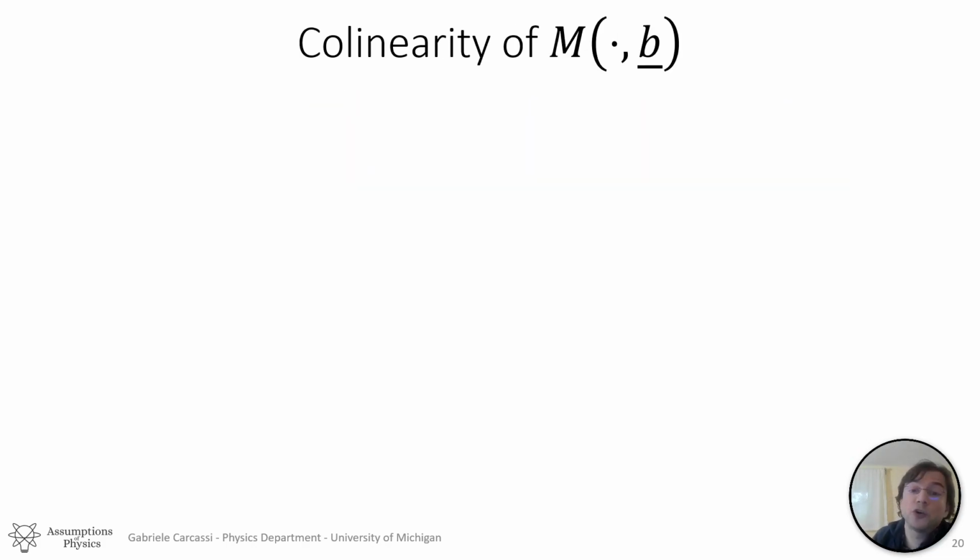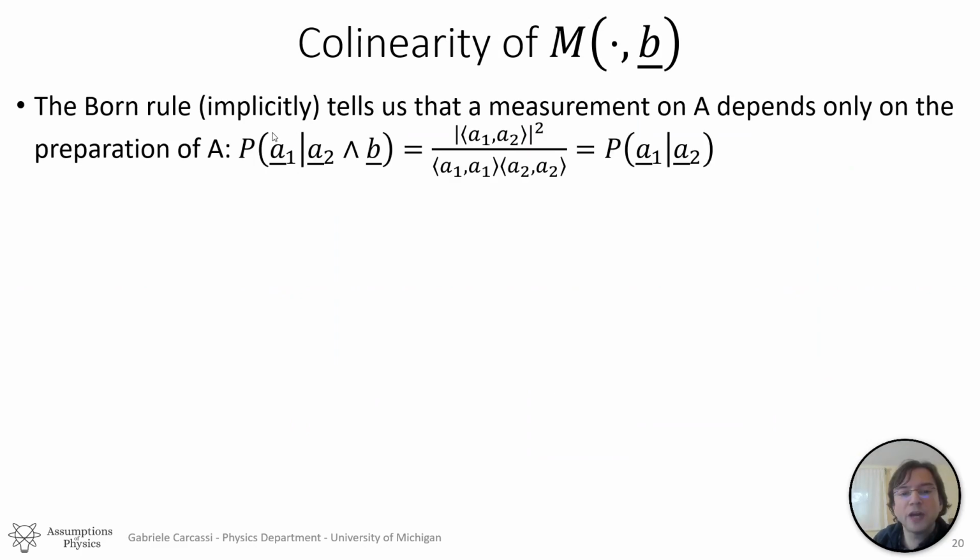Okay, so how do we show that M is collinear? If we look at the Born rule and we ask, what is the probability of getting A1 given that we prepared A2 and B? Well, since B is an independent system, B is not going to appear in the Born rule. And therefore, this is going to be equal to preparing A2 by itself, the probability of getting A1 having prepared A2. So the fact that we prepared B is sort of irrelevant.